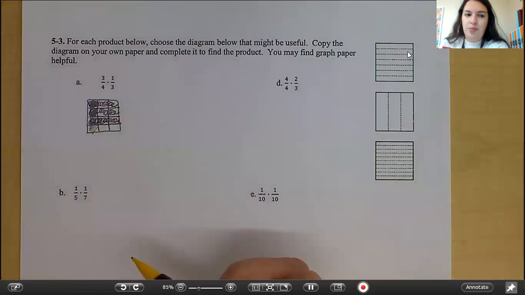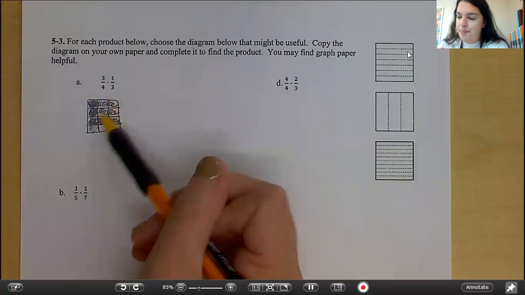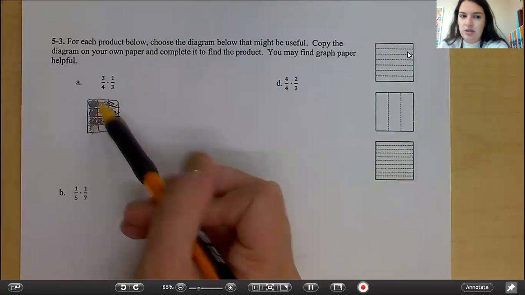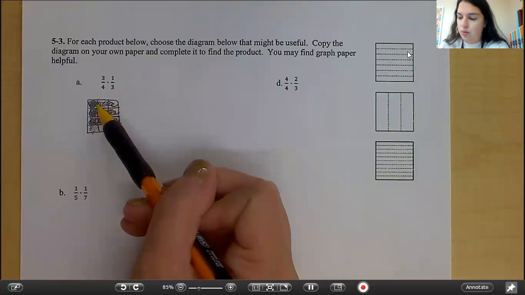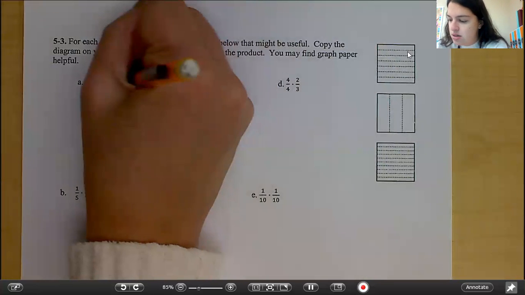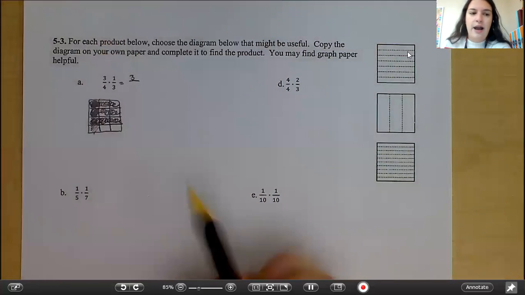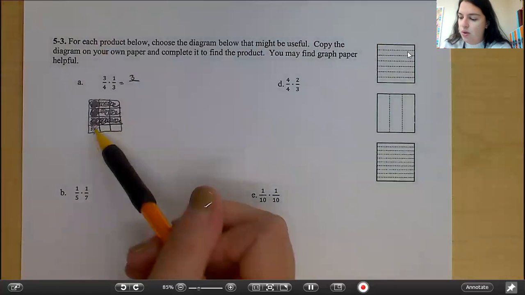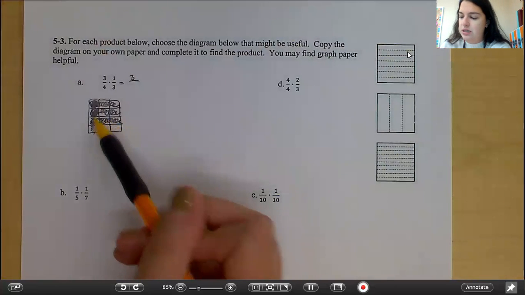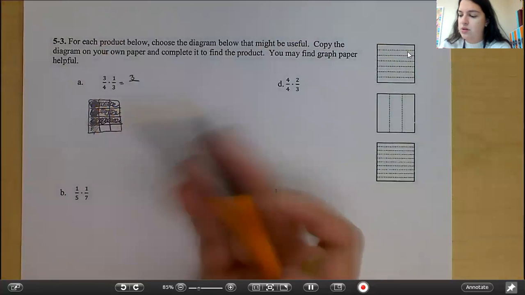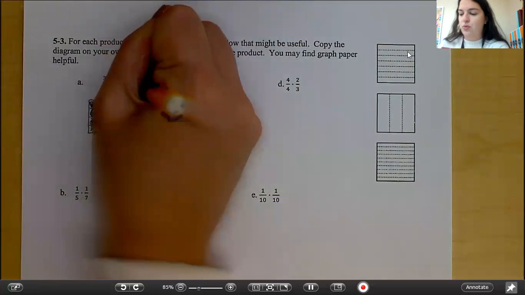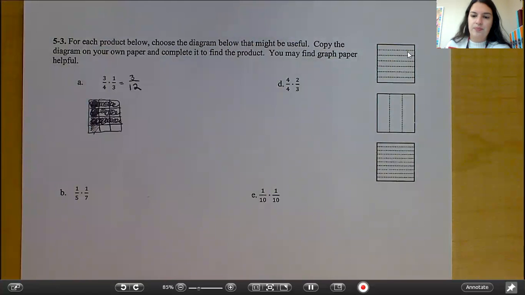The numerator of your answer is the boxes you double shaded. So we double shaded 1, 2, 3 boxes over how many total boxes there are. 1, 2, 3, 4, 5, 6, 7, 8, 9, 10, 11, 12. There's 12. 3/12 is my final answer.